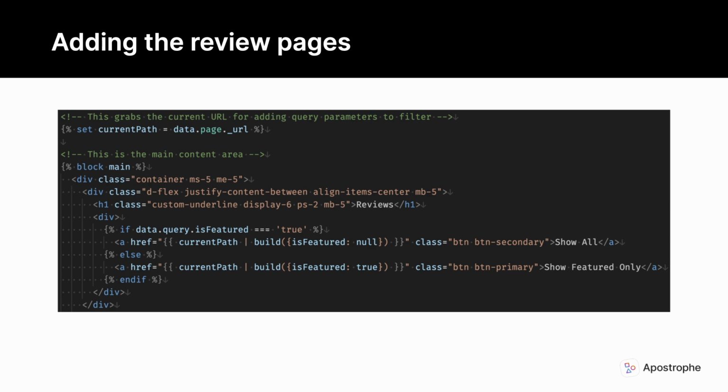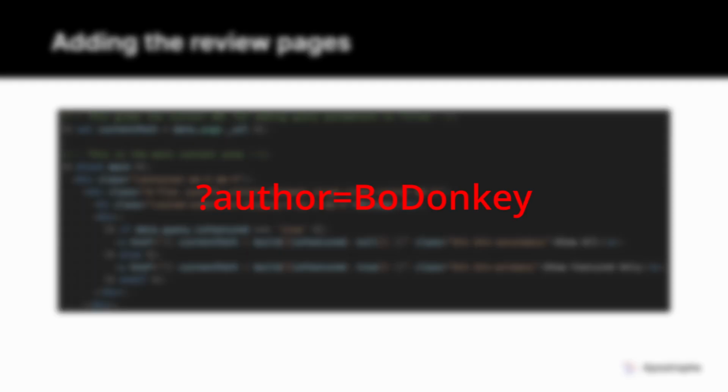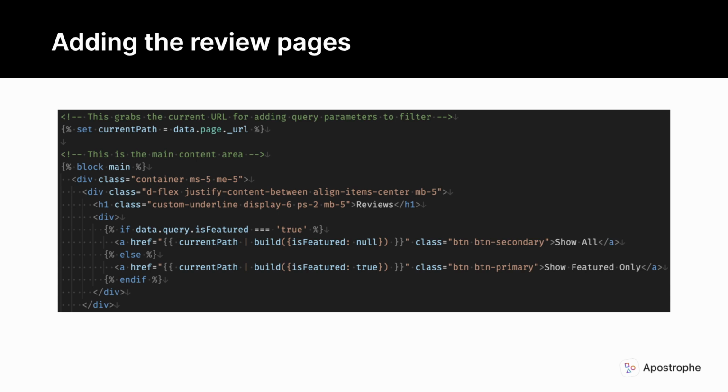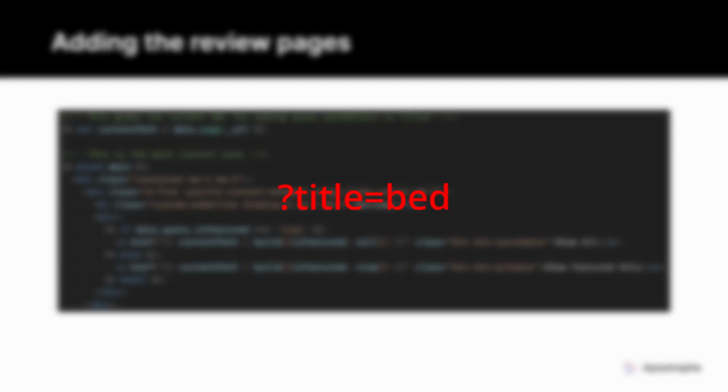The values of the fields will get added to the fields in the database document. So for example, we could add $author equals name, and the page would only display review pieces by that author. For fields that contain strings, individual words are added to the document search fields. So for example, a piece titled Best Bed Buys for 2023 would be returned by adding a query parameter of $title equals bed to the URL.